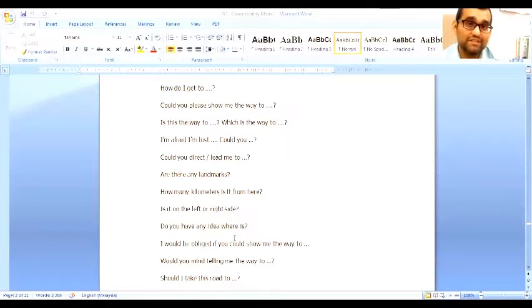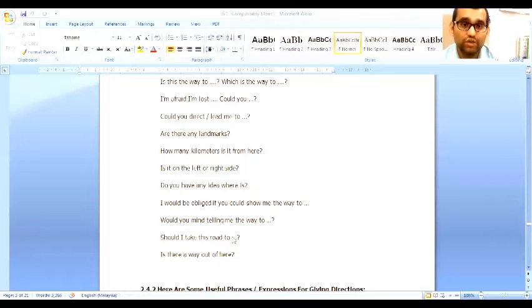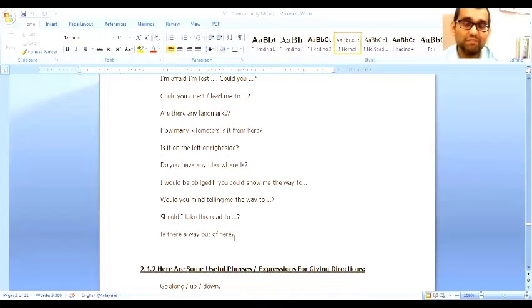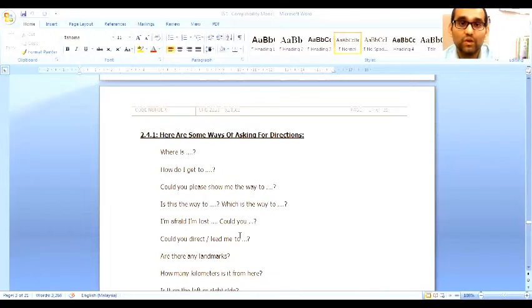How many kilometers is it from here? Do you have any idea where is it? Is it left or right side? Or maybe you can use, would you mind telling me the way to the shop? So these are the ways of asking directions, okay?